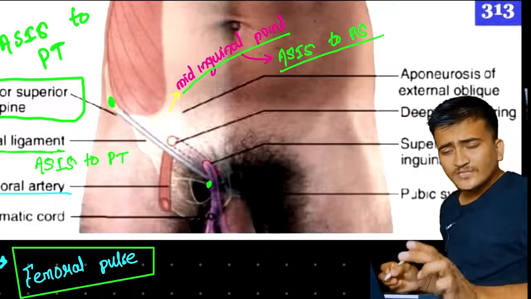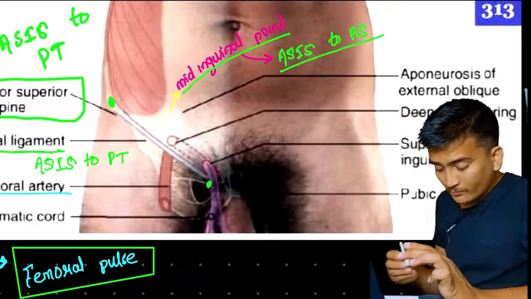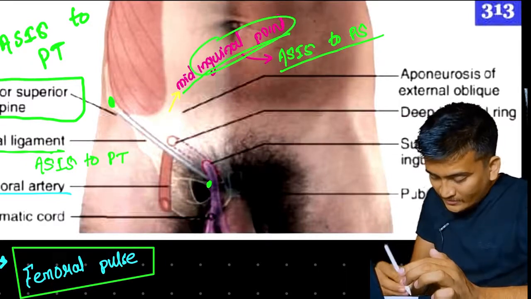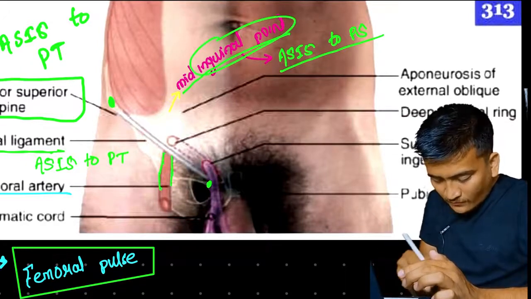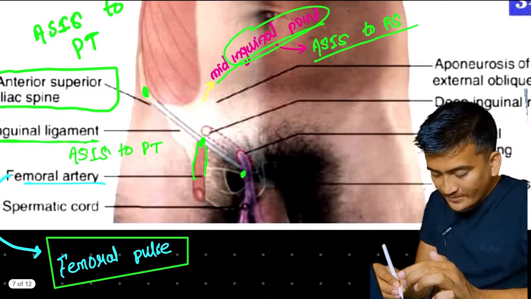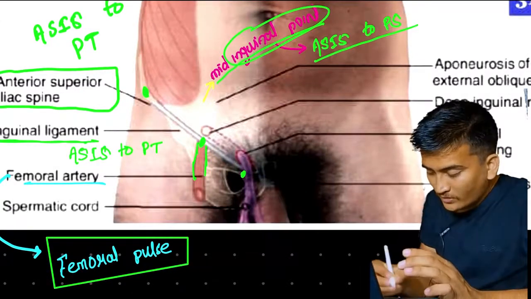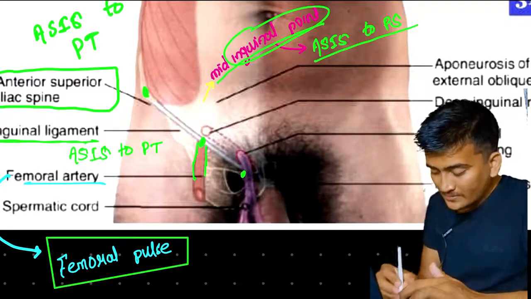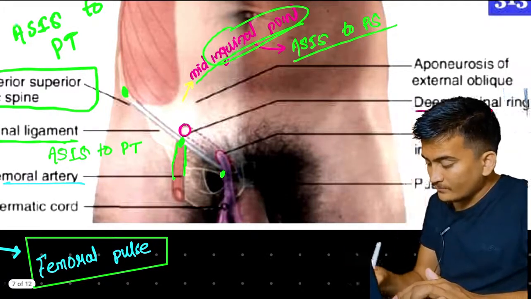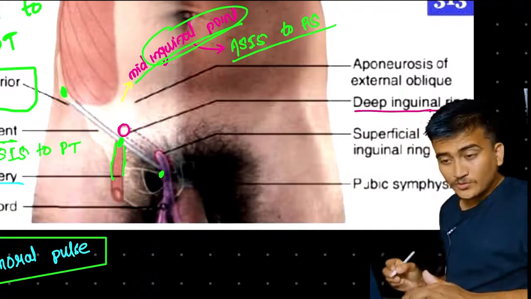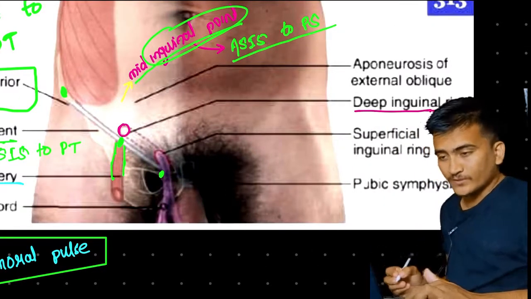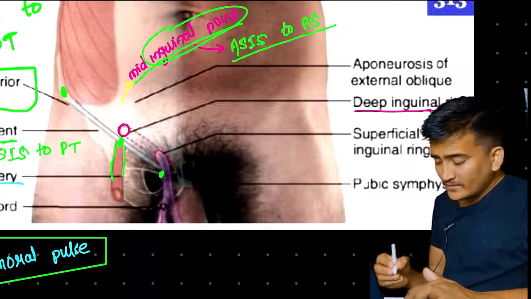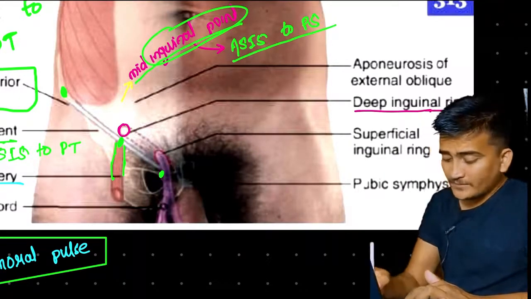Now it is present just above the mid-inguinal point. What we were saying about the mid-inguinal point is that there was the presence of the femoral artery just at the mid-inguinal point. Now we are talking about another structure, the deep inguinal ring. It is also present just above the mid-inguinal point. Now what is the importance of the deep inguinal ring?